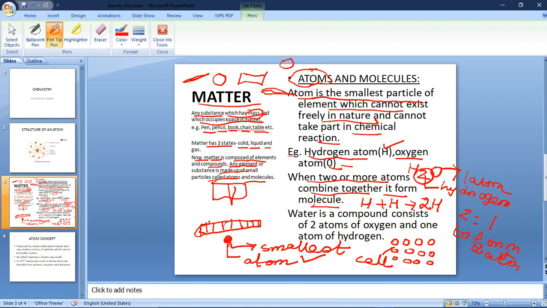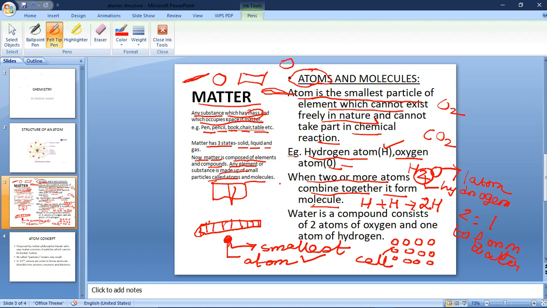And what is a molecule? A molecule can exist freely in nature. When two or more atoms combine together, they form molecules. An example of a molecule is water. Another example of a molecule is carbon dioxide or oxygen molecule, two atoms of oxygen, or hydrogen molecule.